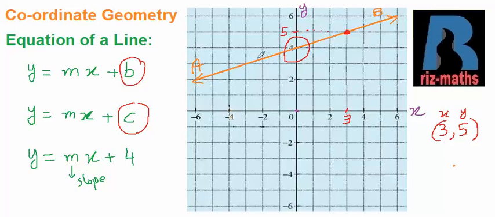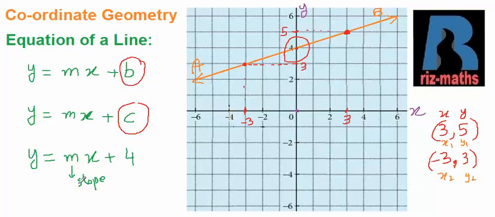Similarly, we can choose some other point. This point is easy to read, it has x = 0 and y = 4, or you can choose this point, which has x coordinate -3 and its y value is in between 4 and 2, so it is 3. So these are the 2 points we have chosen. Now we will mark the first as (x1, y1) and this one as (x2, y2).